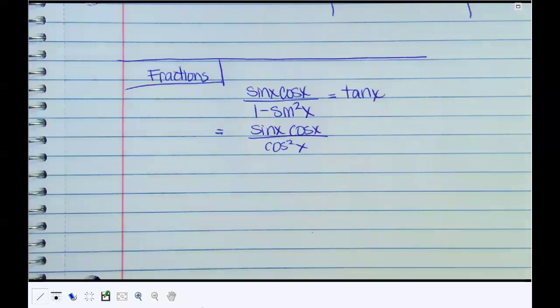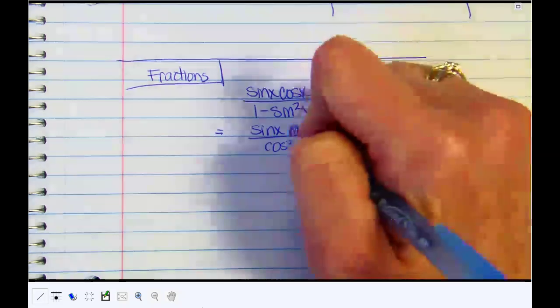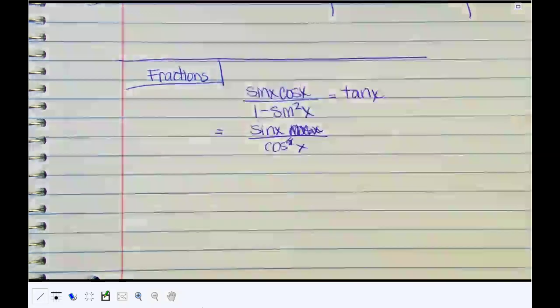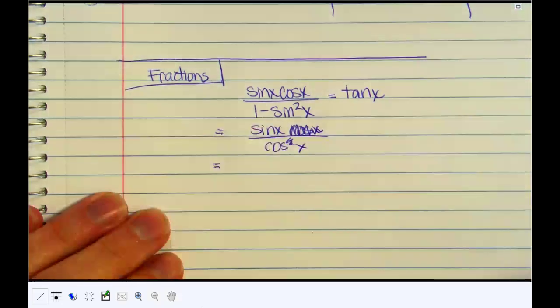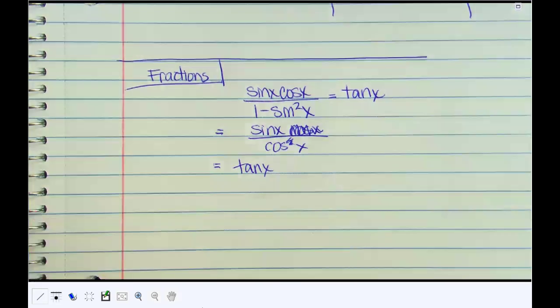Okay, so you're looking at that. Now, listen. How many cosines do you have on the bottom? Two, because it's squared, right? So what can you do? Cancel one of them. So you don't have to separate it even. You can just say, I'm canceling this cosine with one of those. Now what you've got is sine over cosine.